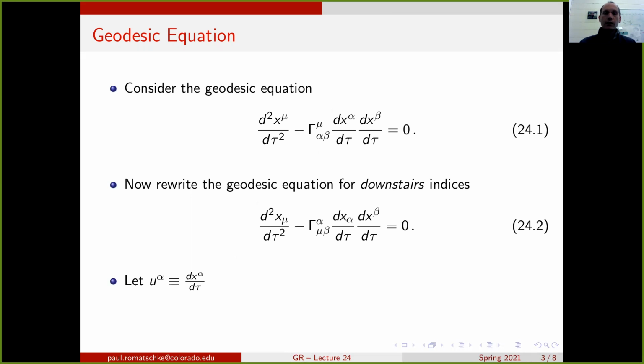Now I want to denote these coordinate derivatives with respect to proper time as velocities. So I'll introduce the notation u being equal to the derivative of x with respect to proper time. And then this equation, equation 24.2, can be written in a much more compact form. So we get du mu downstairs with respect to d tau is given by the Christoffels acting on u alpha, u beta.